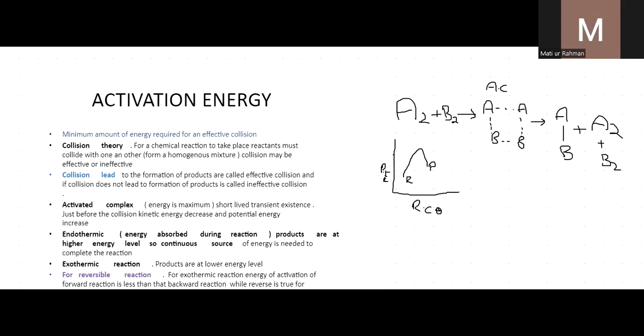So we can say that this is an endothermic reaction. Why does this graph represent the endothermic reaction? Because product is at the higher energy level. The endothermic definition is that product is at the higher energy level and reactant is at the lower energy level, so energy is absorbed during the reaction. You must remember these things.